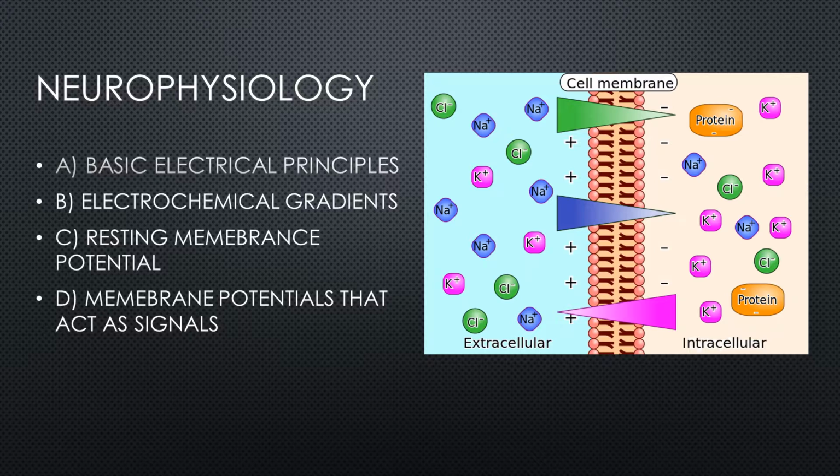Membrane potentials act as signals. There's depolarization and hyperpolarization. Depolarization is the reduction in membrane potential, and it makes the resting membrane potential closer to 0, and that means there's no polarization. Hyperpolarization makes the resting membrane potential more negative. A resting membrane potential is always at negative 70 millivolts.